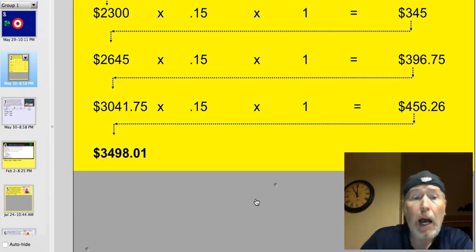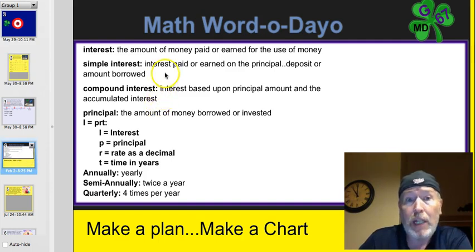All right. I threw a lot of vocabulary at you, but let's take a look at what we talked about. Interest is the money that's either paid or earned for the use of money. Simple interest, that's what we did last night. That's just this: interest equals principal times rate times time. And remember that the principal is the amount of money that's borrowed or invested. The rate is always expressed as a decimal, and the time is always expressed in years.